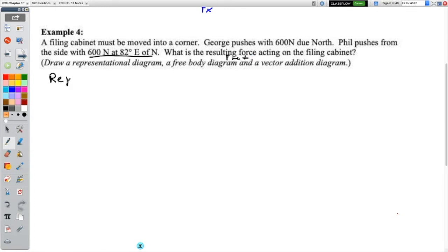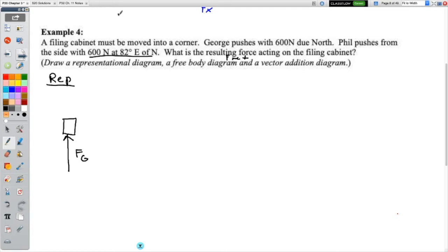We have our representational. So looking from above, what does a filing cabinet look like? Pretty much just a square. So first, let's draw George. George is doing it 600 newtons due north. So let's label that FG, G for George. How is Phil pushing? Phil is pushing from the side with 600 newtons at 82 degrees east of north.